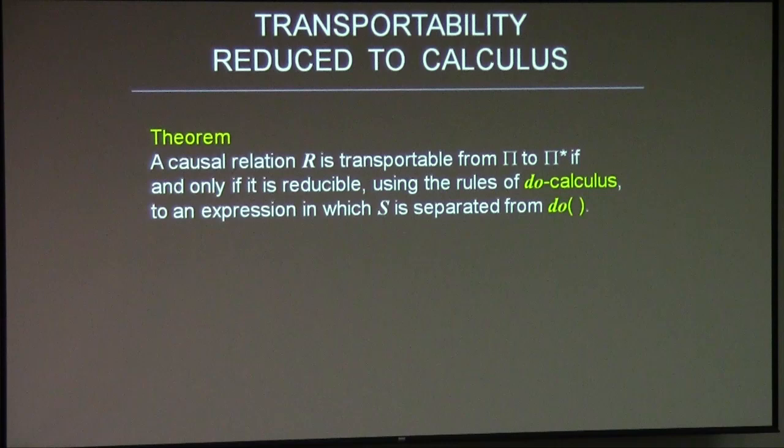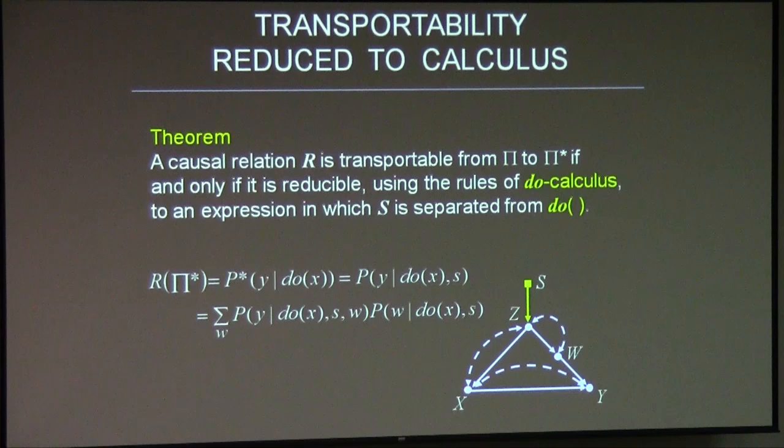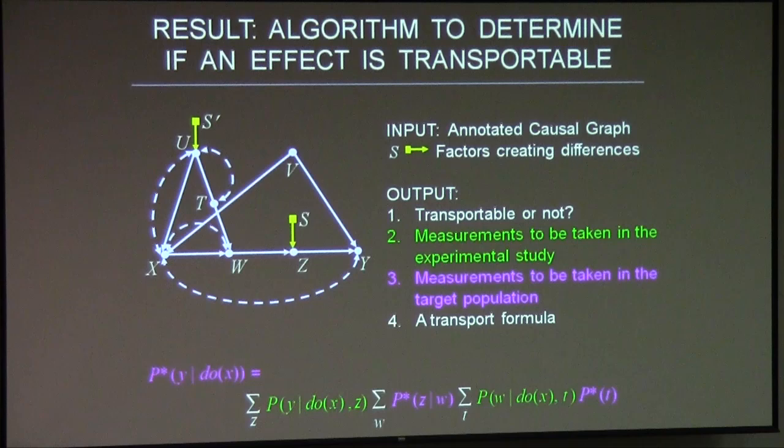Reduced to calculus. If you can turn the crank and apply the rules of do-calculus in such a way that the S variables, the factors, can be separated from the do, you are done. Here I show you how it can be done, but it's too detailed. Here's the answer. The answer is yes, we can do it. We can get a transport formula, and look what it contains. It contains two types of expression. Things that you can measure in your city, these are the pink ones, things that you should measure in Los Angeles, and this is how you should combine them to get a bias-free estimation of your target formula, the answer to your research question.